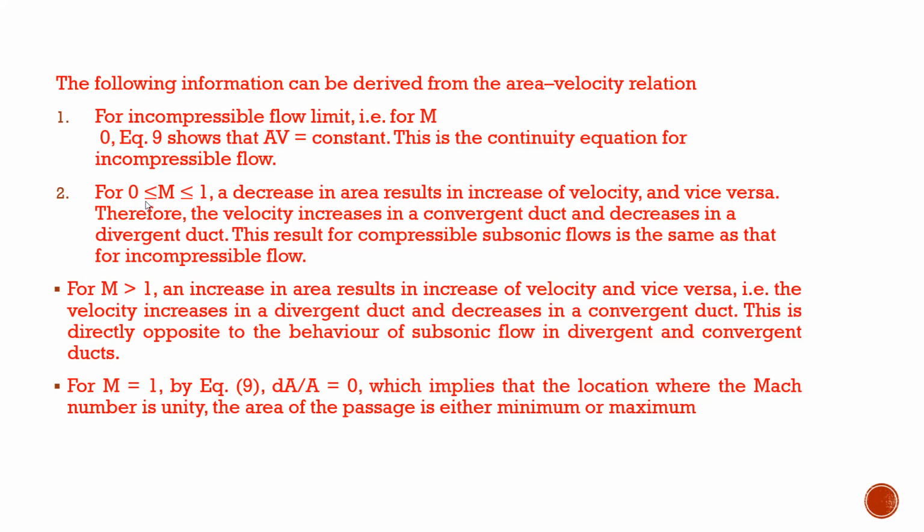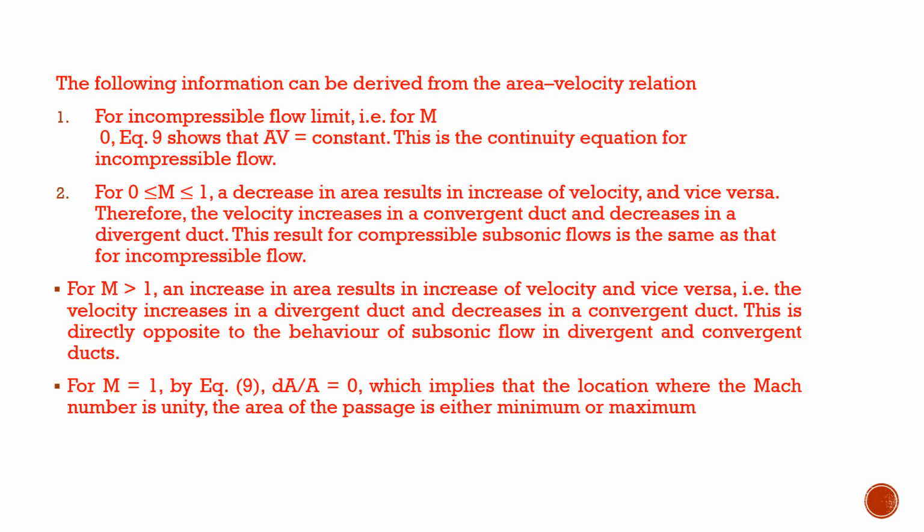If the Mach number lies between 0 and 1, a decrease in area results in an increase in velocity and vice versa. Therefore the velocity increases in a converging duct and decreases in a diverging duct. This result for compressible subsonic flow is the same as for incompressible flow. For a Mach number greater than 1, an increase in area results in an increase in velocity, and vice versa. It shows that the velocity increases in a diverging duct and decreases in a converging duct. This is directly opposite to the behavior of subsonic flow in divergent and convergent ducts.